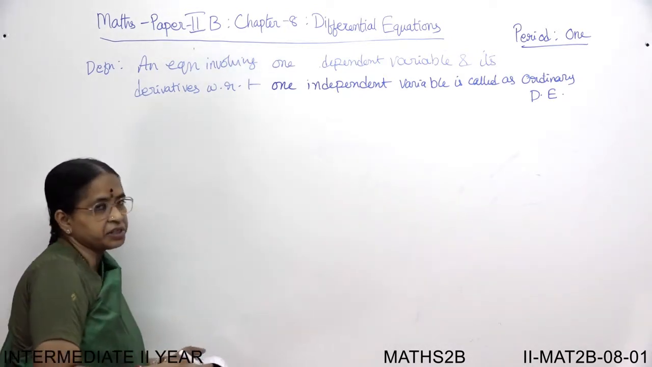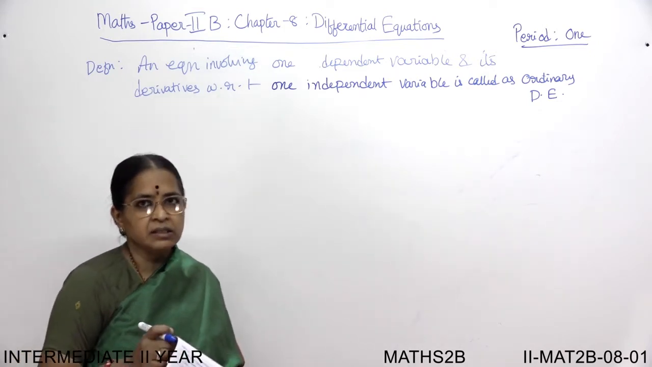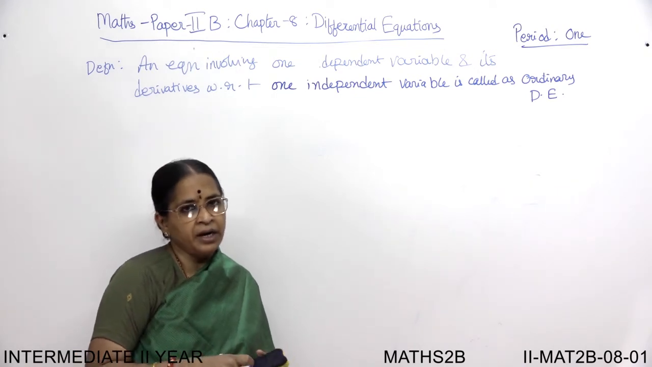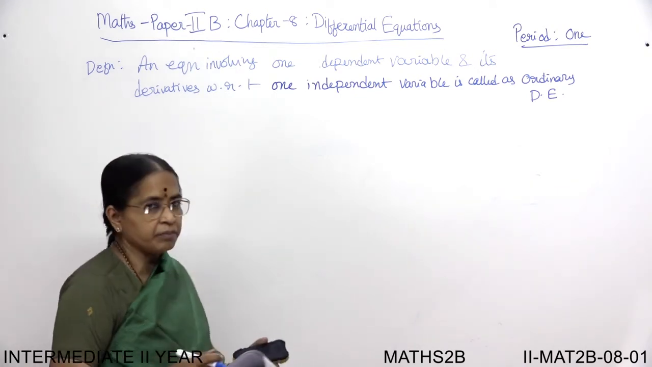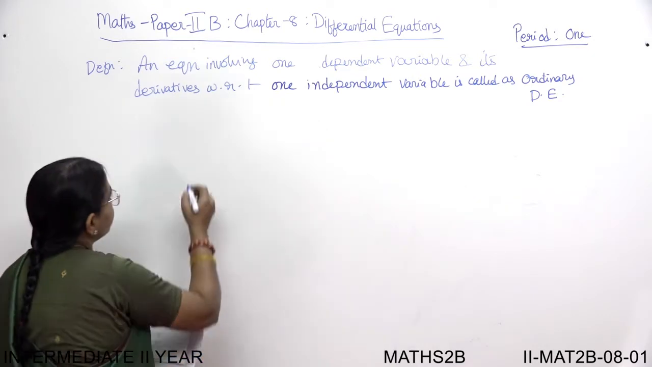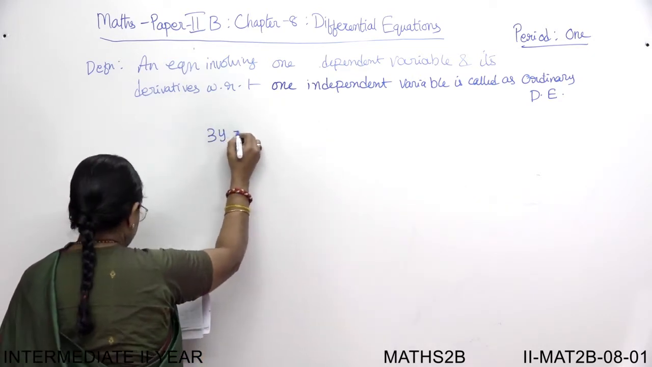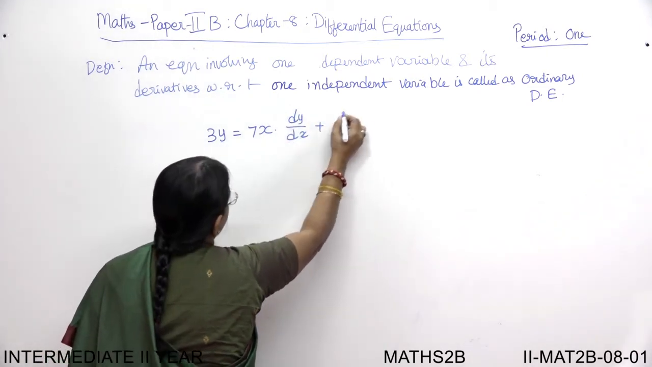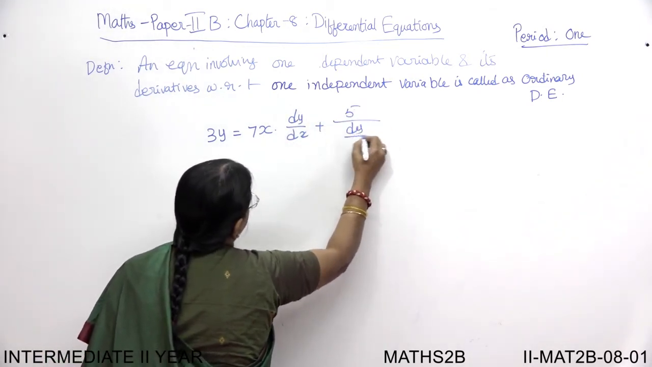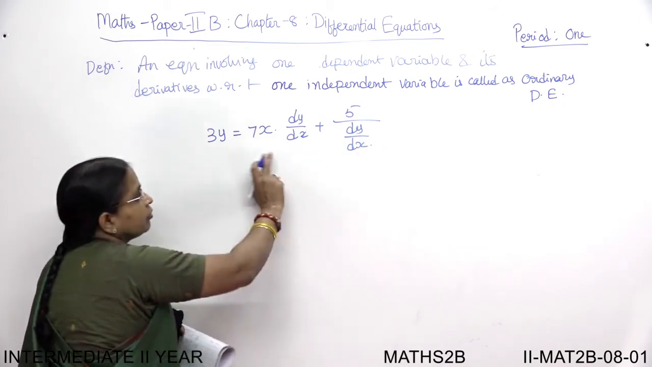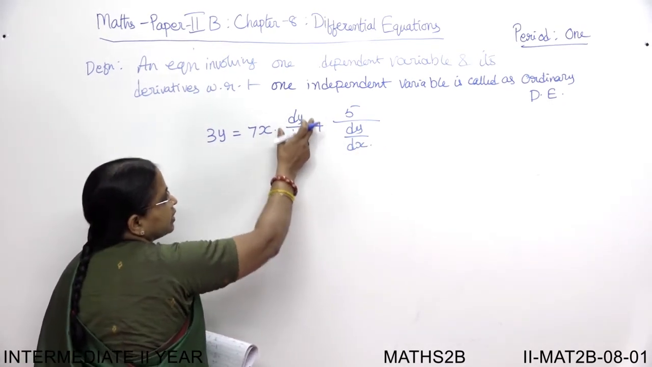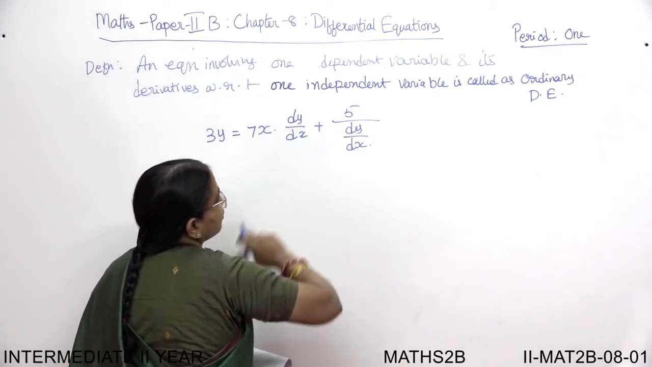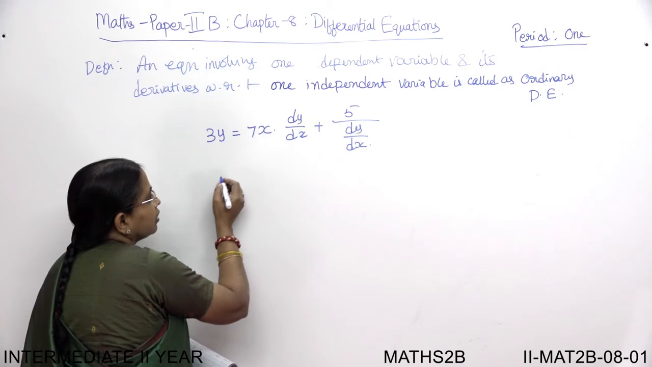Okay, now I'll write some differential equations. First we'll discuss the order and degree. We'll take one example and then I'll give you the definition. Suppose I have 3y is equal to 7x into dy by dx plus 5 by dy by dx. To find the order, observe the highest order derivative, which is dy by dx. So the order is 1.